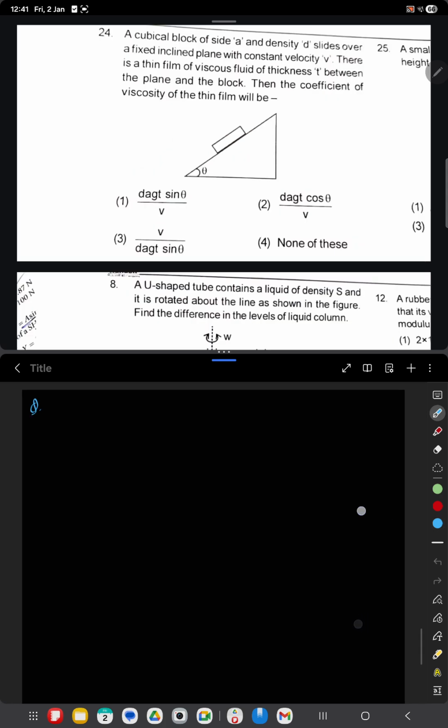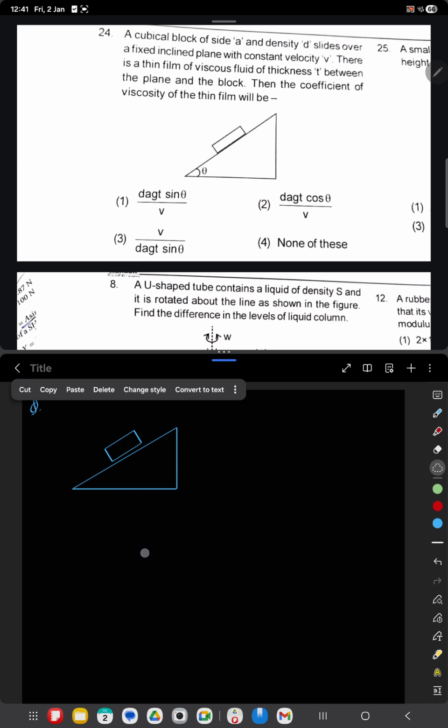This is a question from viscosity. A cubical block of side A and density D slides over a fixed inclined plane with constant velocity v. So this is a cubical block. Now, if you just draw the free body diagram, it is given that there is a thin film of viscous fluid of thickness T between it. Then the coefficient of viscosity you need to find out.